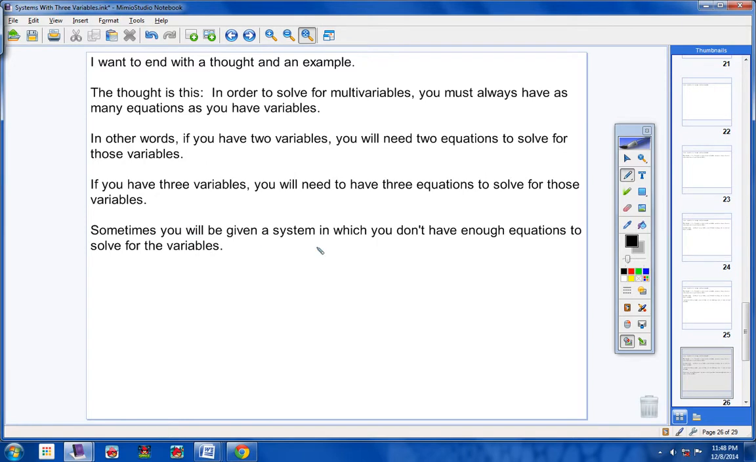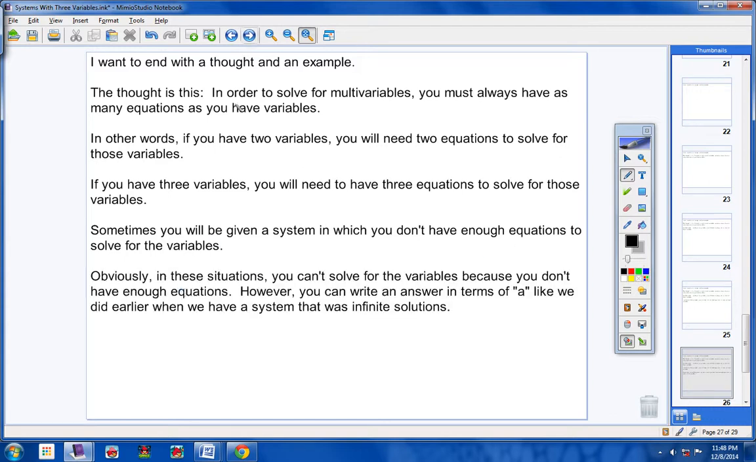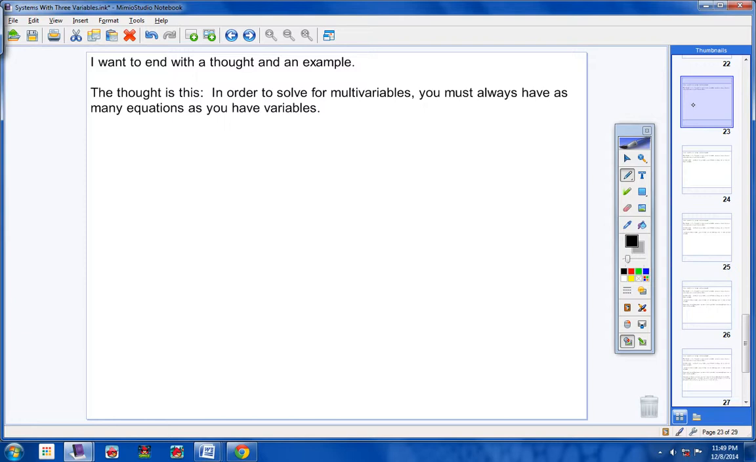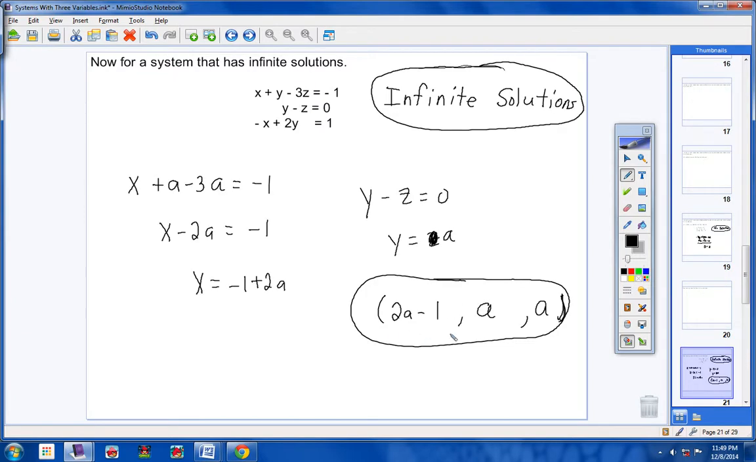Now, sometimes you will be given a system in which you don't have enough equations to solve for the variables. Obviously, in these situations, you can't solve the problem because you don't have enough equations. However, you can write an answer in terms of A, like we did earlier, right back here. When we had infinite solutions for our answer, we wrote our answer in terms of A. And by the way, what does that mean? That means if you gave me a number for A, like 3, then my answer would be, put a 3 right here, 5. So 5 comma 3, 3 is one of the solutions for this problem.